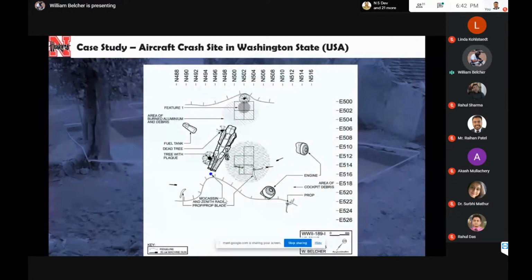So this is what the crash site looked like initially, and you can see we did a very limited excavation, but with extreme positive results. So we had 2 engines, several machine guns, propellers, part of the boom, the tail boom of the aircraft, and then one of the fuel tanks. And I'll show some photographs of this shortly.